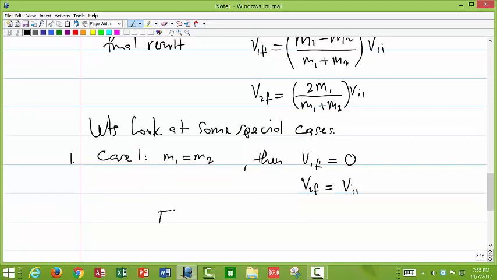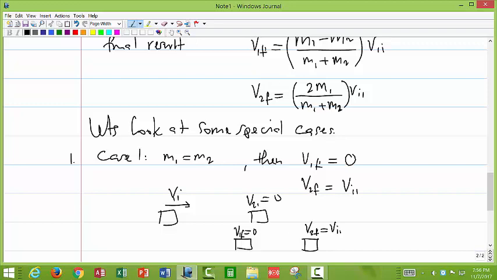So the scenario is this. You have object 1, v1 initial, object 2, and then after the collision, we have v1 final equals 0, and v2 final equals v1 initial.